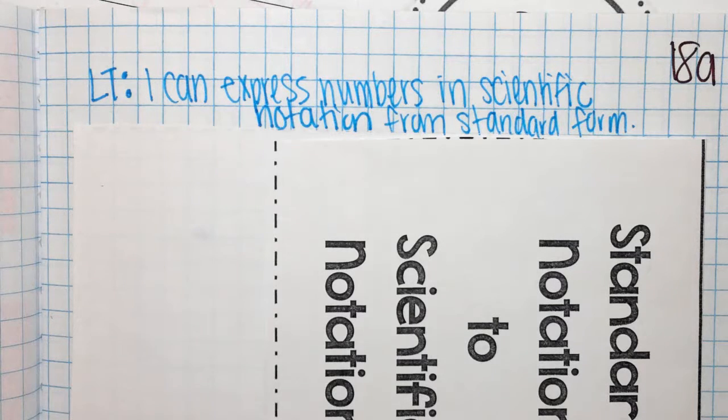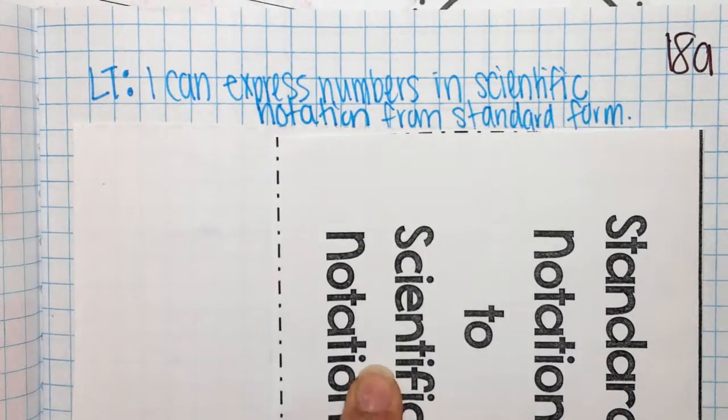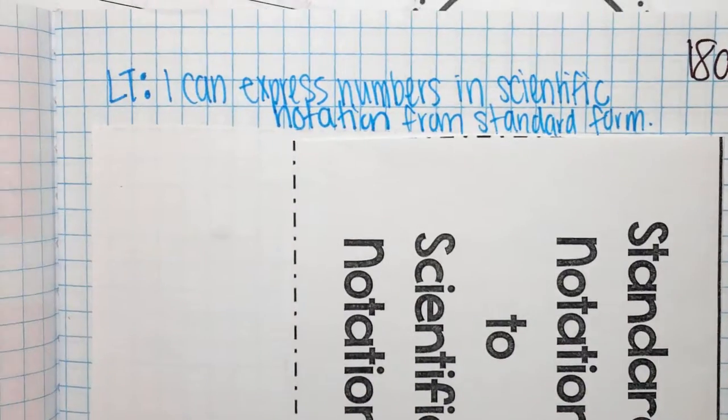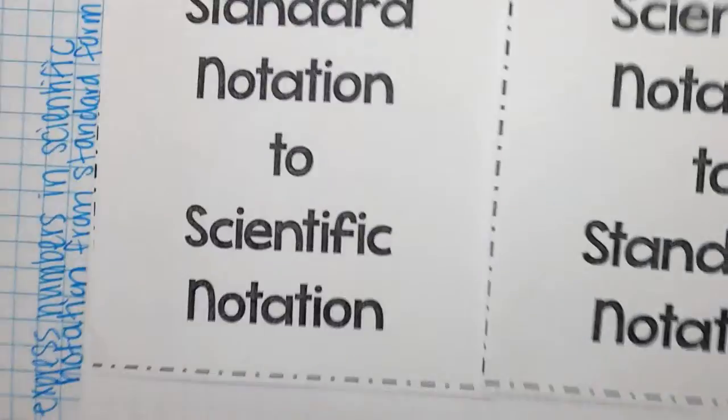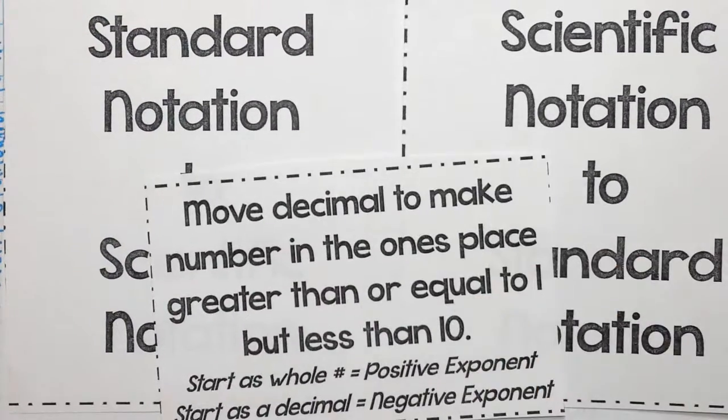So what we're going to do with our handy dandy stuff that we just cut out is figure out whether it goes in the standard to scientific notation section or scientific to standard. So let's turn our paper and let's look at the first one.